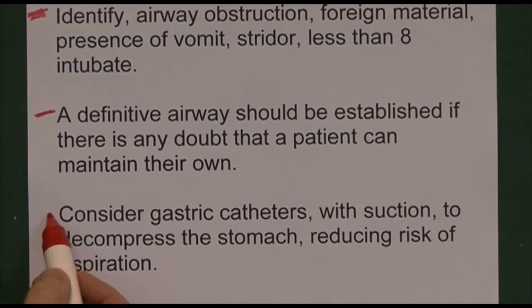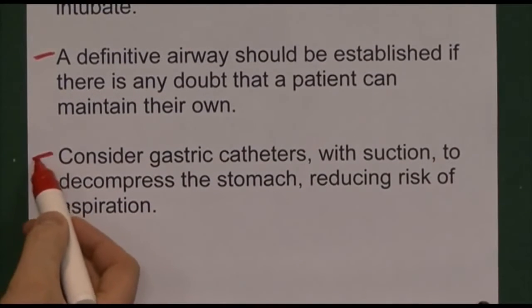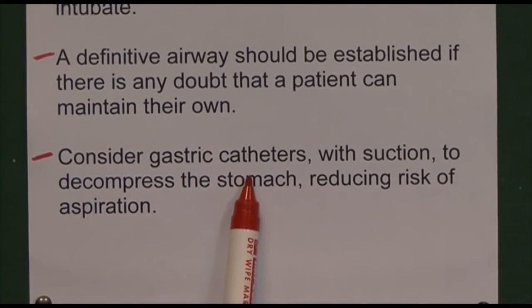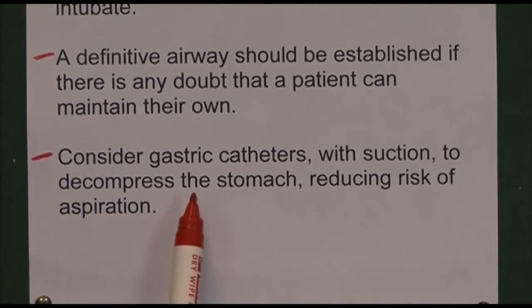And also we can consider gastric catheters, probably a nasogastric catheter with suction, and this can decompress the stomach because very often in trauma the parasympathetic nervous system is not working because of the sympathetic overload, and gastric contents are not moved through the stomach. The stomach becomes distended and vomit becomes likely, and vomit of course has a risk of aspiration if the level of consciousness is low. So at some stage we can consider gastric catheters with suction, decompressing the stomach, making vomit and subsequent aspiration of vomit less likely.